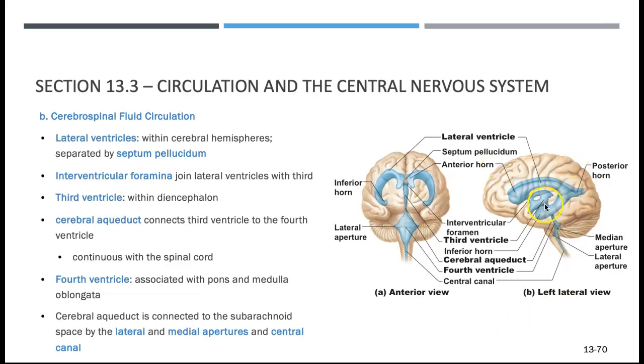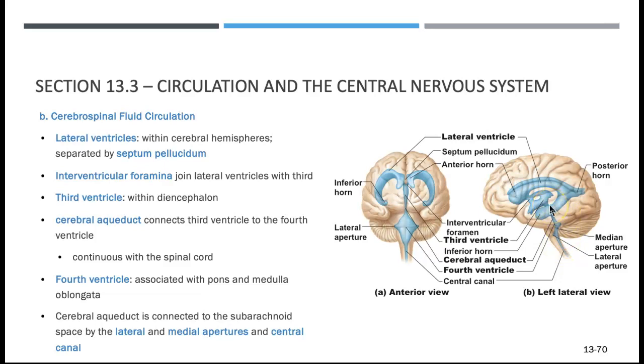From there, we are going to go through a little channel called the cerebral aqueduct, and that brings it down to the fourth ventricle. And you can see it has this diamond shape to it, or it almost looks like a triangle in this view over here. And that fourth ventricle is going to be associated with the pons, which you can see right along in here, and the medulla oblongata down over here.